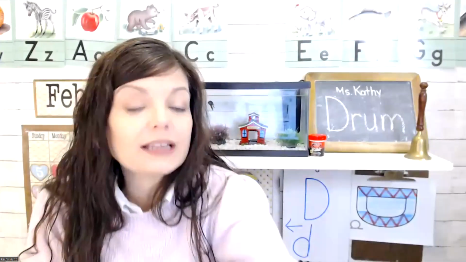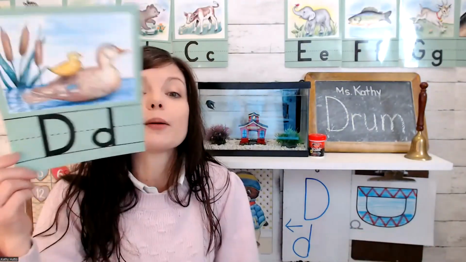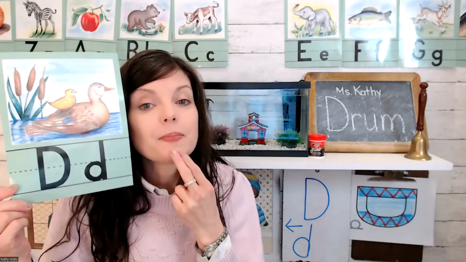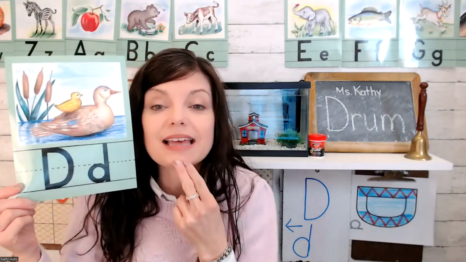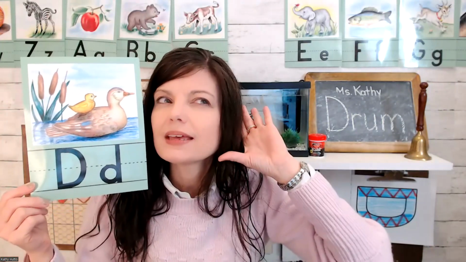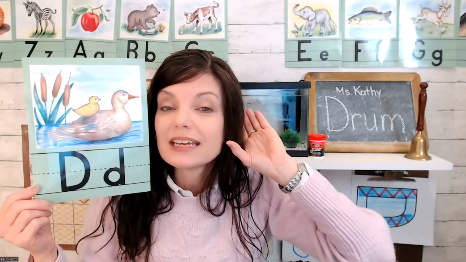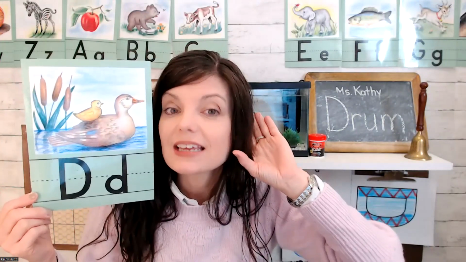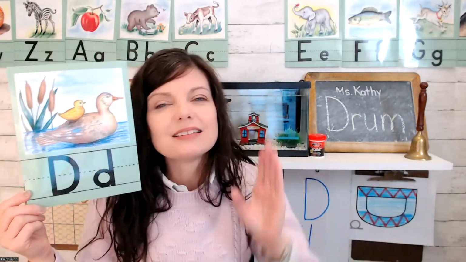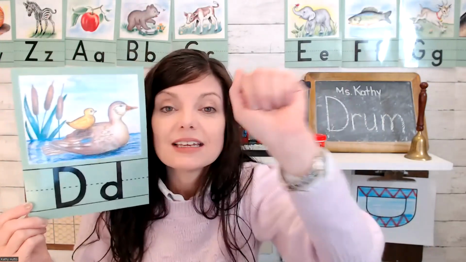Now that we know what letter D looks like, we know how to write letter D, it's time to talk about the sound that D makes. Letter D makes the sound D, D, D. Can you try? D, D, D. Good. Letter D says D, D, D. It kind of sounds like knocking on the door.